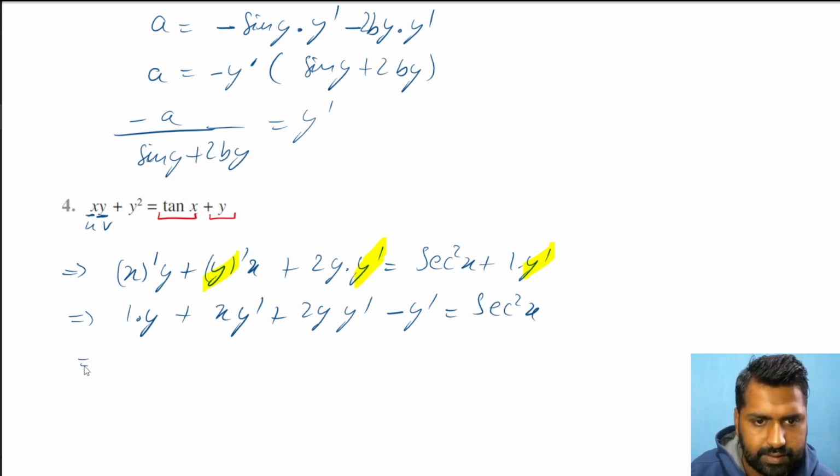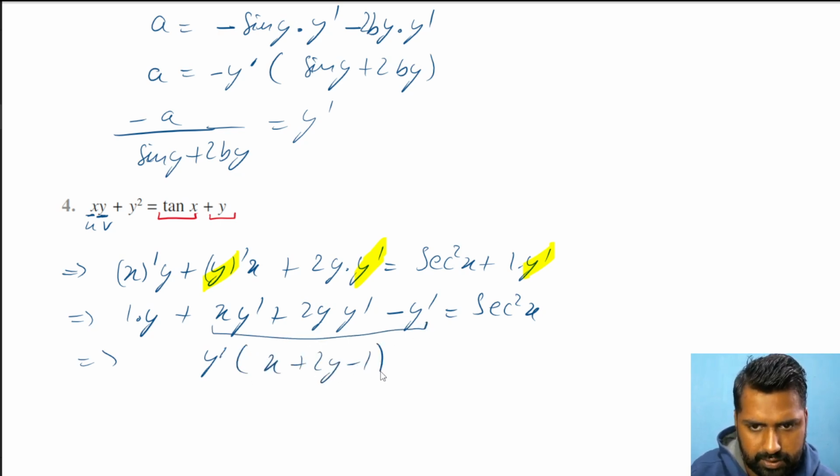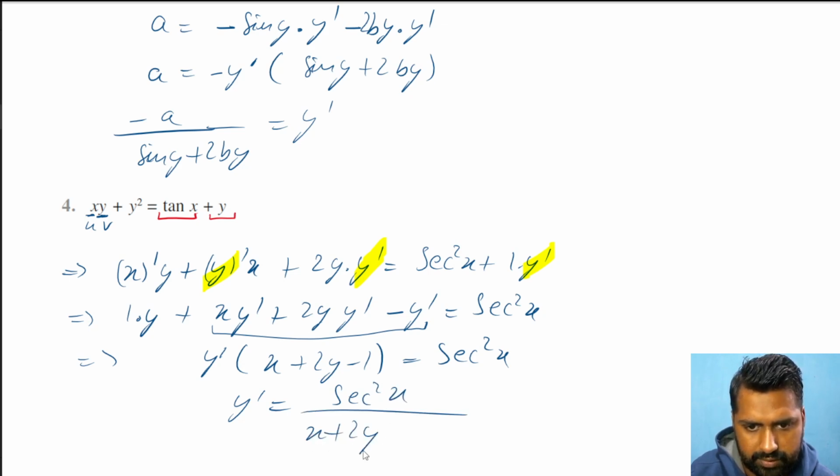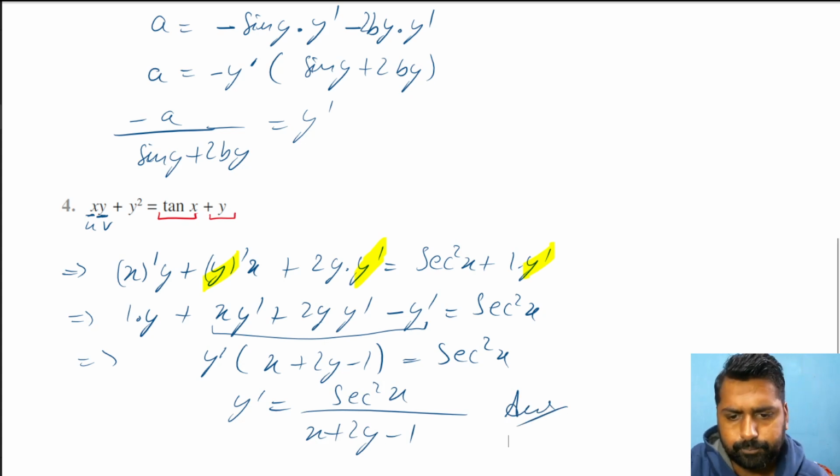Take this y on the other side and take y dash common from these 3. So y dash times x plus 2y minus 1 is equal to sec square x. So we get y dash as sec square x upon x plus 2y minus 1. That's your answer. Okay. Again, no matter how complicated the expression looks, the idea is to get all the y dash together and solve it. All right.